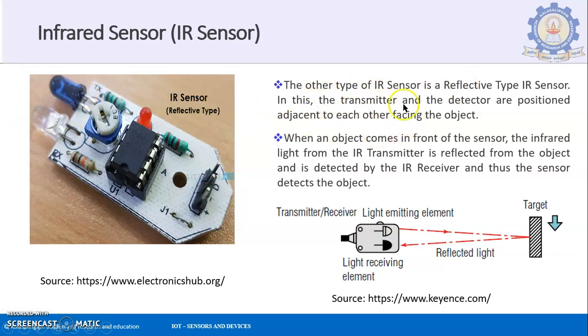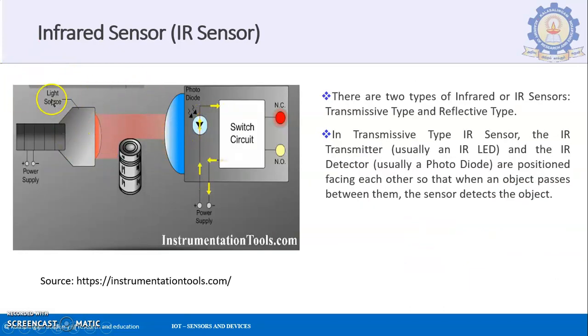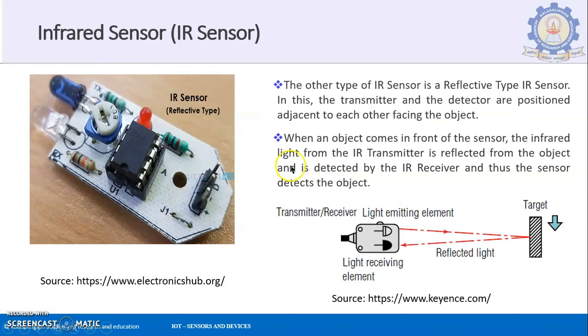Both the transmitter and the detector are positioned adjacent to each other, facing the object. They are both adjacent to each other, and when the object is over here, they are facing the object. But in the other case, you see that they are positioned in different places. One is a different source and the other one is a different receiver. But over here you can see the difference. That is what is happening.